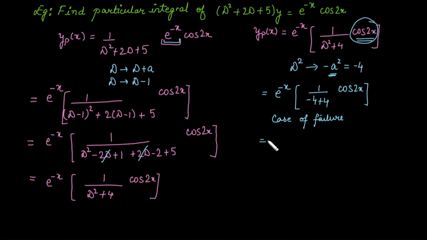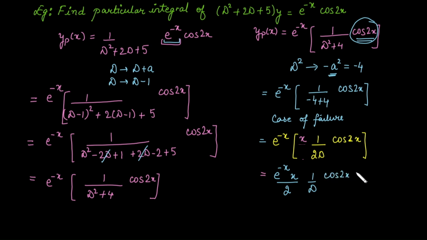In that case, rather than taking a function of D, we will take its first order derivative. We write in this case e raised to power minus x, 1 upon the derivative of the function with respect to D, which is 2D, cos of 2x. But there is an additional term, as we have taken the first order derivative. So we multiply this one by x, so we have e raised to power minus x, x upon 2, 1 by D cos of 2x.